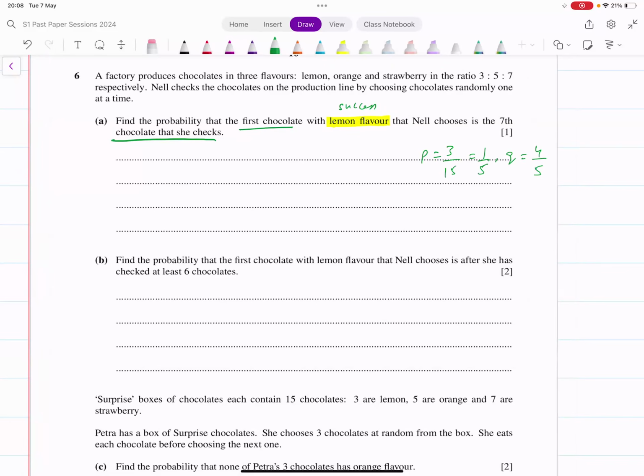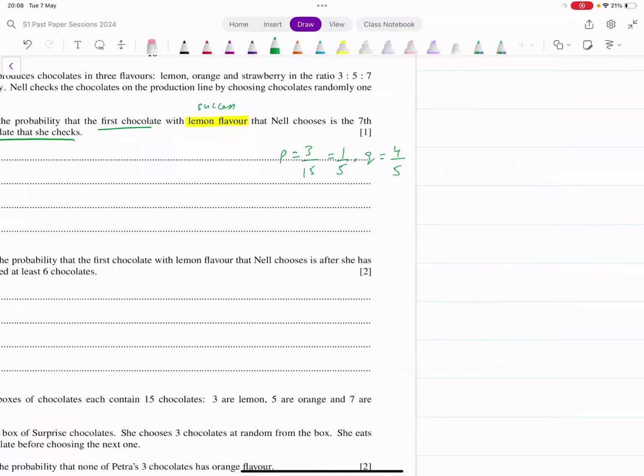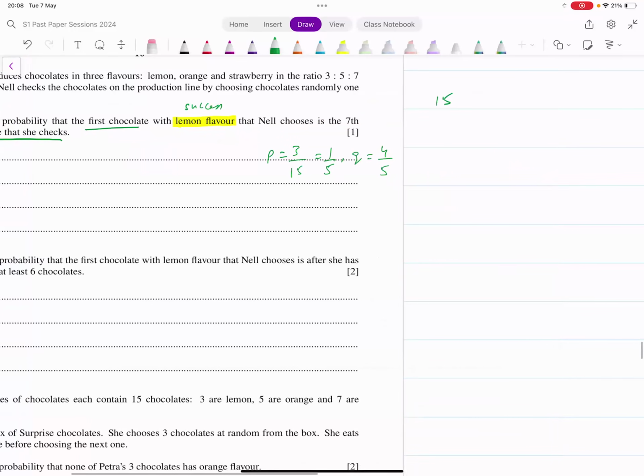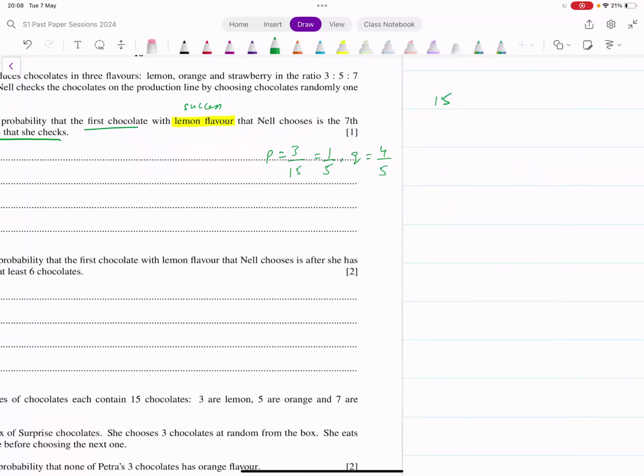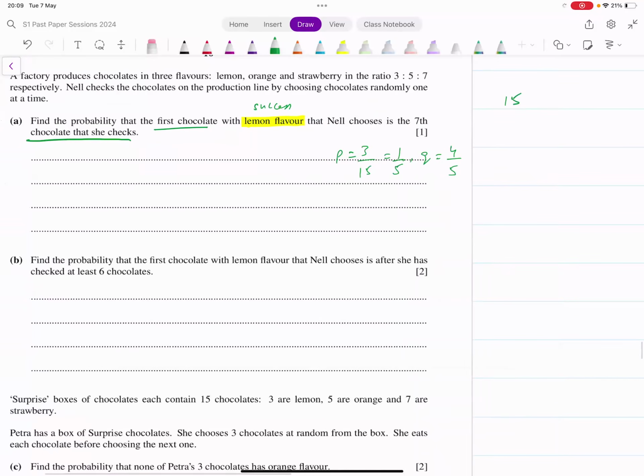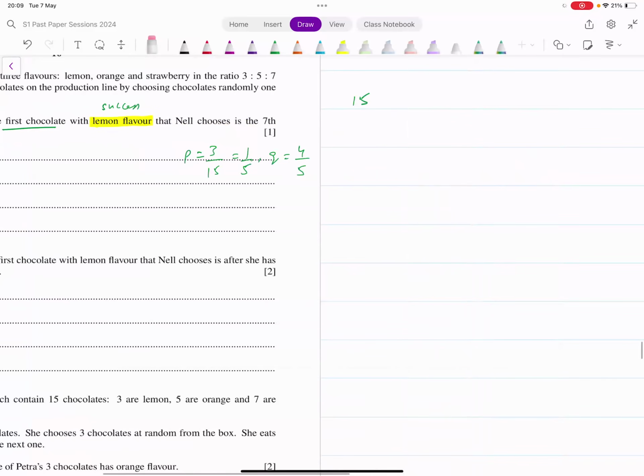Now, do these probabilities remain constant? That is something that you need to understand here. Do they remain constant or do they not remain constant? How do we figure that out? If it was just 15 chocolates, then if you are taking out chocolates one after the other, the number of chocolates keeps getting reduced, right?